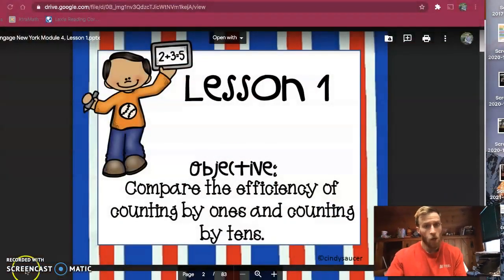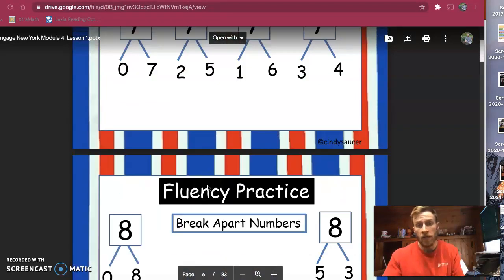Alright, so today we are going to compare the efficiency of counting by ones and counting by tens. That means we're going to compare which one's easier. If something's efficient, it means it's quick and easy, and it's the best possible method. So, let's think. Is it easier to count by ones or to count by tens?